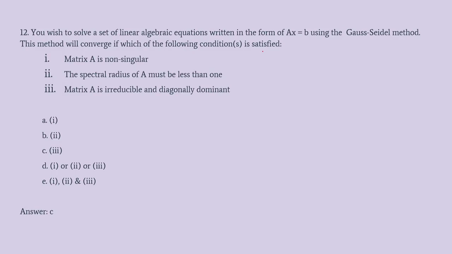Matrix A is non-singular, then spectral radius of A must be less than 1. Matrix A is irreducible and diagonally dominant. These are the three conditions in which all the cases we can solve the equation written in Ax is equal to B. So the answer is given as C. Can anyone tell why it is?